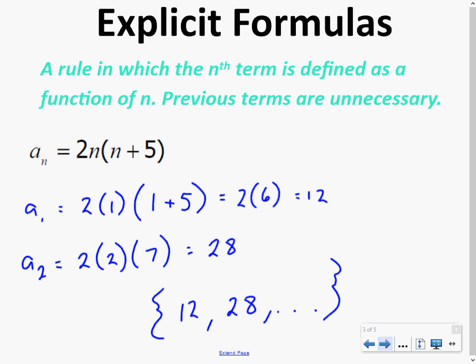The other nice thing is when you have explicit formulas like this, if you want to really quickly generate the terms, plug it into your calculator. Okay, if you plug it into your calculator and then go to your table, you can find a whole list of the terms for you. So these ones are really nice.